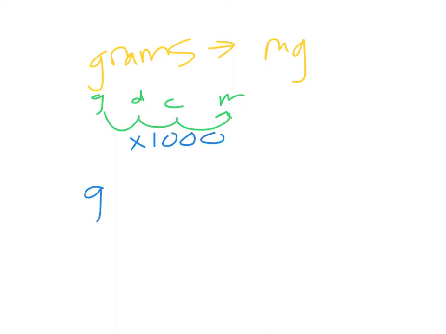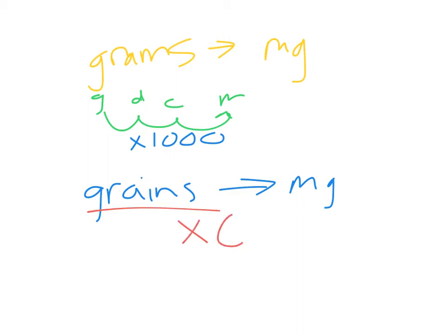But for grains to milligrams, remember that's that old school apothecary unit. All we need to do here is times 60. So anytime you see grains, we multiply by 60 to convert that to milligrams. You guys will see where that's going to come up as we get into these dosage calculations.